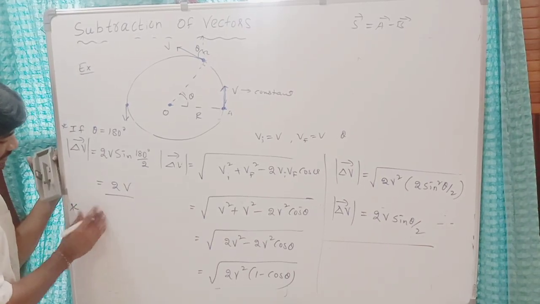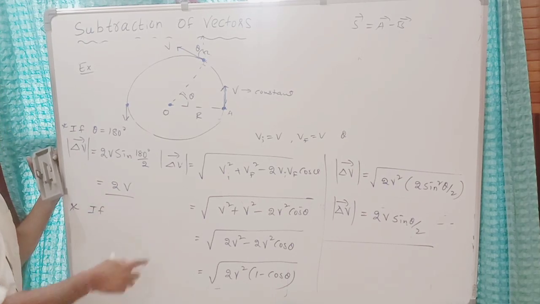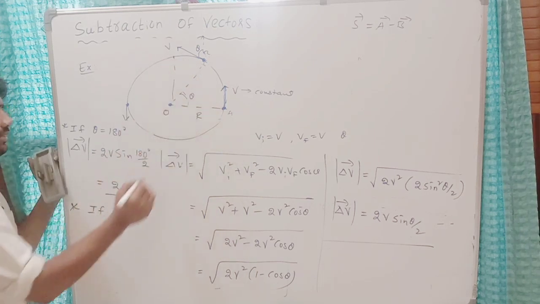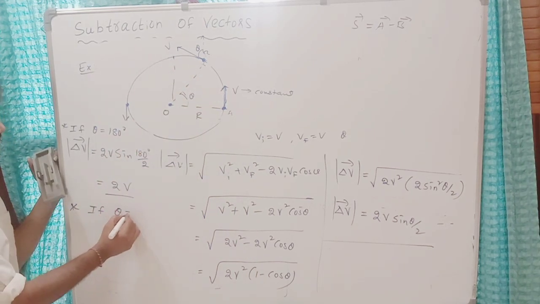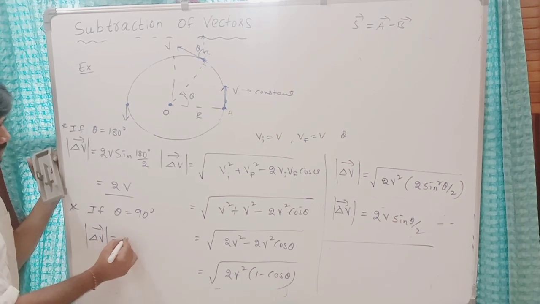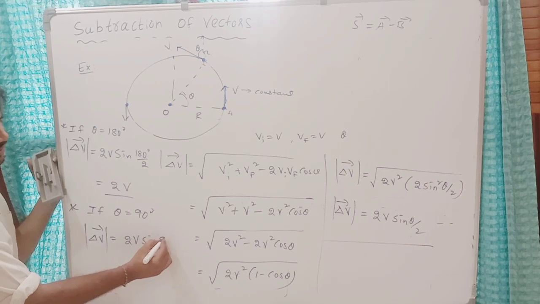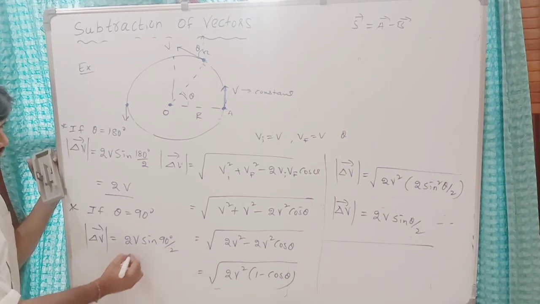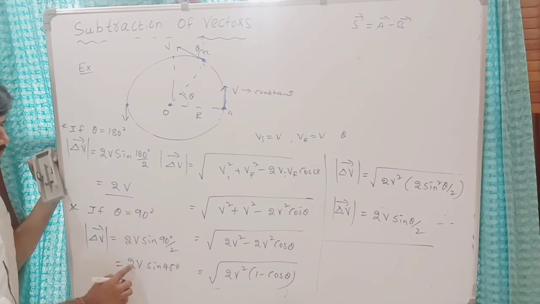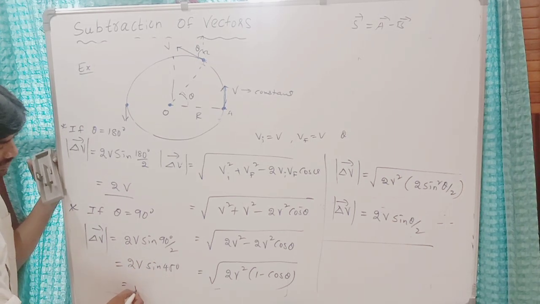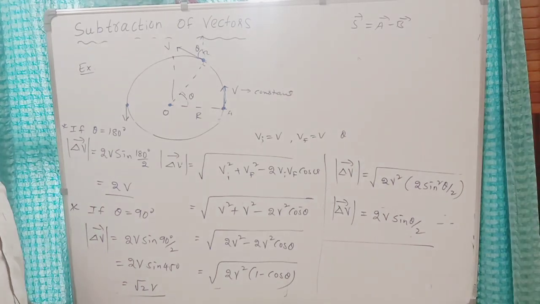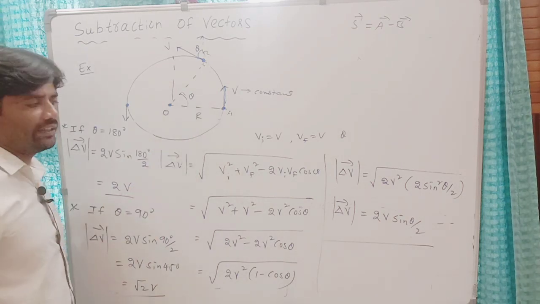If theta is 90 degrees, for a quadrant of circular revolution, if the particle reaches this position, if the angle of revolution is 90, then delta v, its magnitude, is 2v sin 90 by 2. This is 2v sin 45. This is 1 by root 2. 2v by root 2 is root 2 v. Clear?